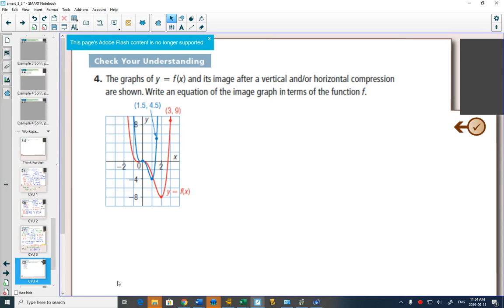In example 4, we've got the graphs of f of x, which is the graph in red, and its image, which is the graph in blue, after a vertical and/or horizontal compression. And they've given you specific points. For example, there's some key points, like on the red graph, this minimum here is at 2, -8. On the blue graph, can you see the point that corresponds with that one? We've got a new minimum. That new minimum is at -1, -4.